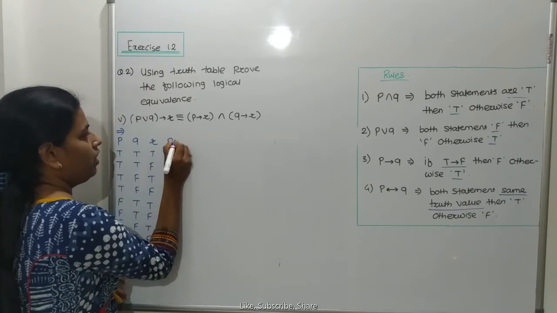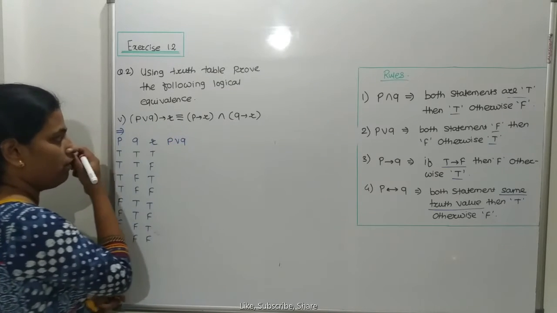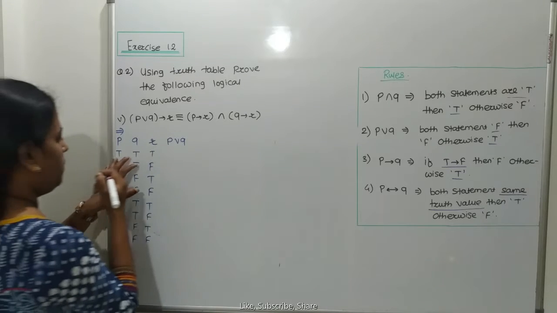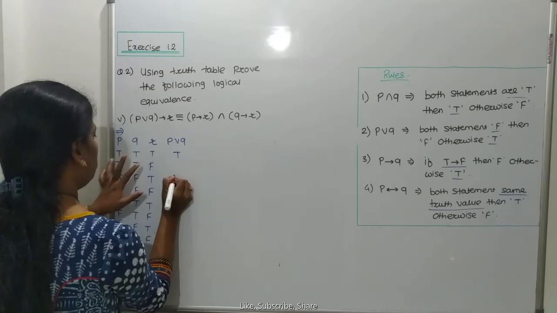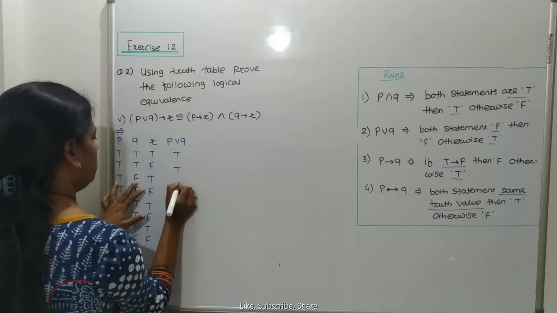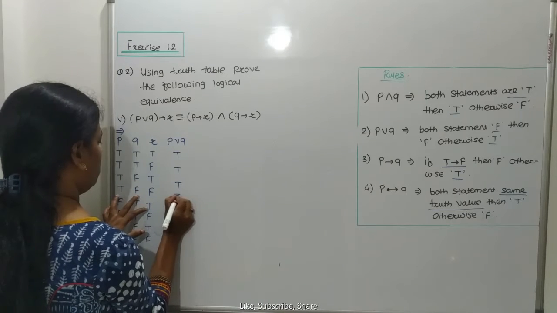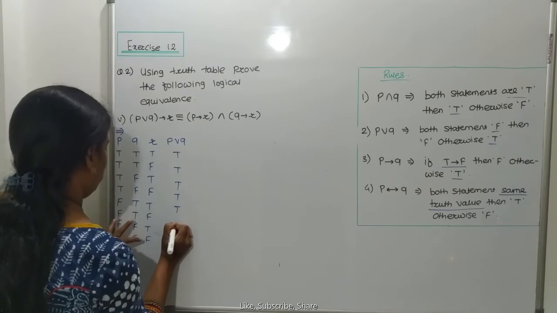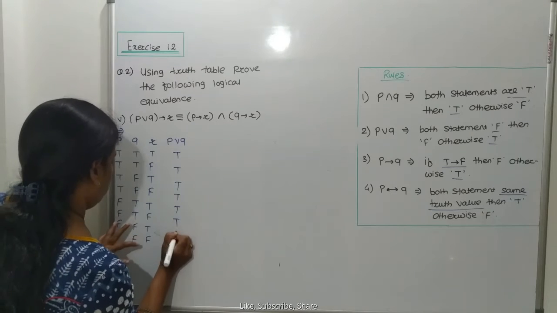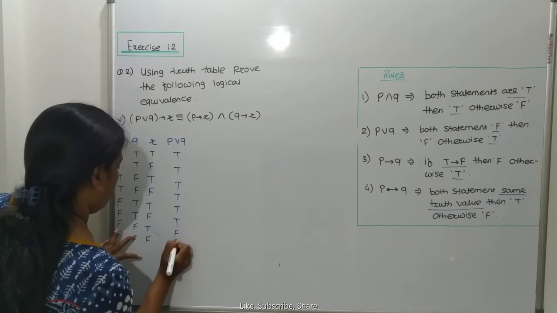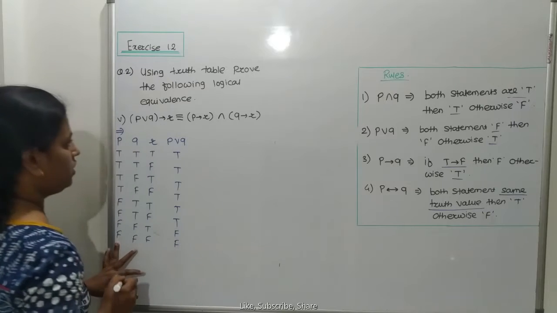That is P or Q. First of all solve this one, P or Q. That means we have to perform the OR operation. That is true, true, true. This one is true, this one is also true, this one is true. False, true, true. False, true, true. False, false, false.